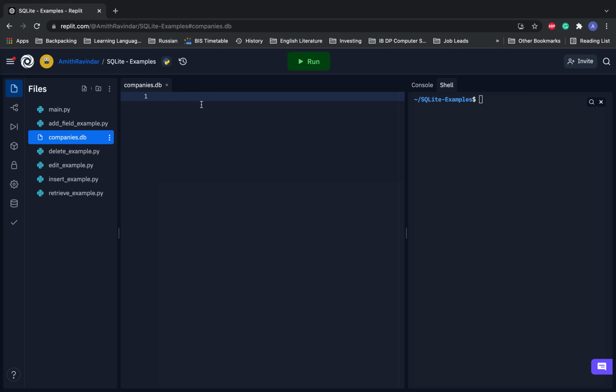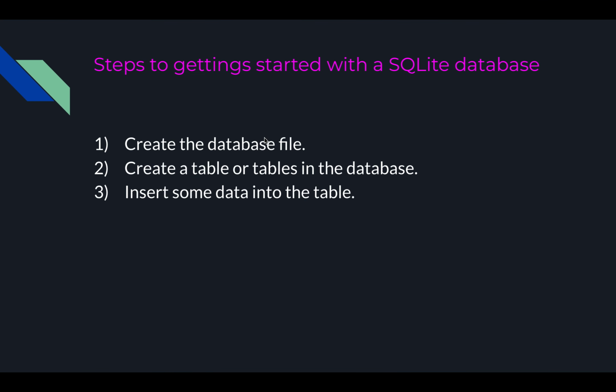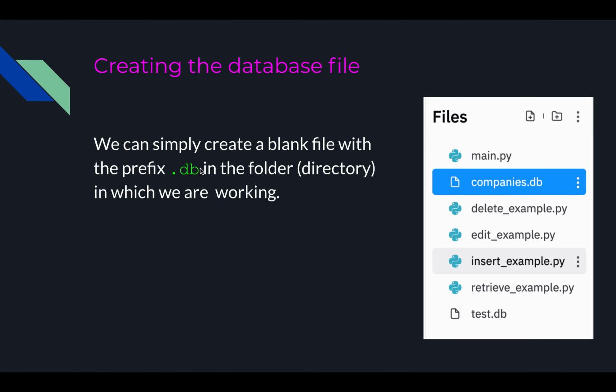And that's just going to be a blank file. So to create our database, we just need to have the prefix .db, companies.db. And we need to put that in the folder in which we are executing our code. So basically where our project is.